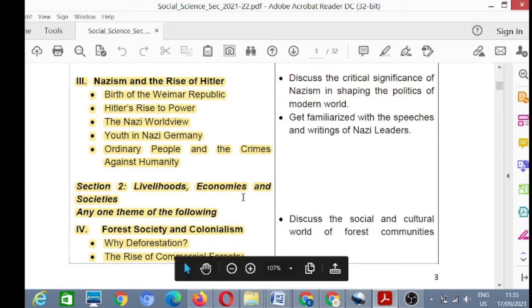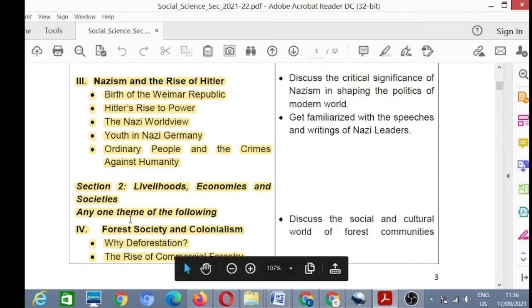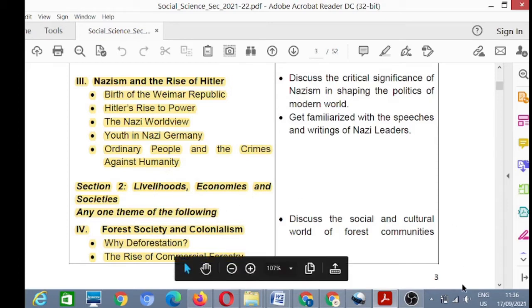Now section 2. It is related to livelihoods, economies and societies. Here we will study any one of the following. So it's your choice. You can study any one of the following.